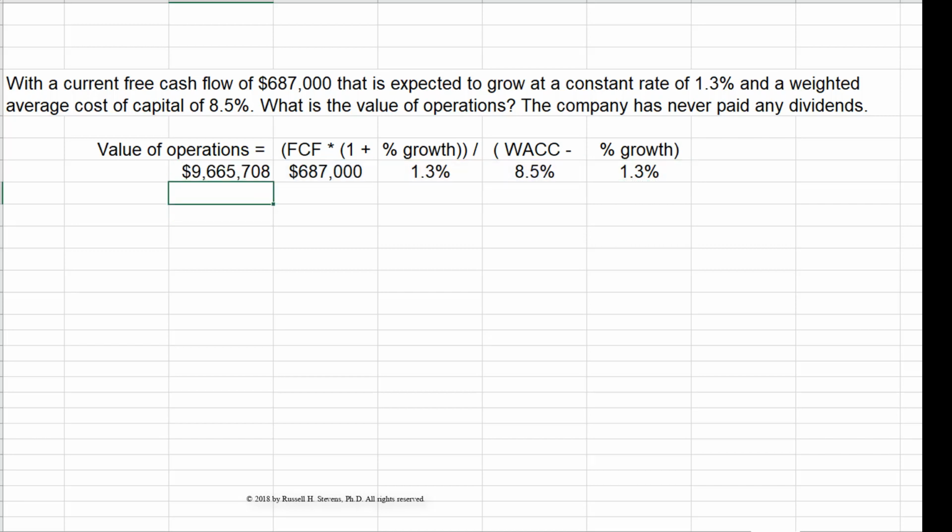The value of operations for this company is $9,665,708. As a hint, be very careful in putting all the parentheses in the right places. You can see where they go from the formula above where the numbers are.